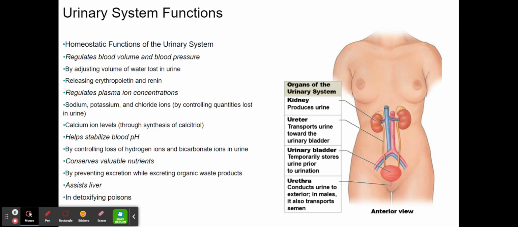The kidneys also control calcium ion levels through the synthesis of calcitriol, helping to stabilize blood pH by controlling the loss of hydrogen ions and bicarbonate ions in urine, conserving valuable nutrients by preventing their loss in urine, which removes organic waste, especially nitrogenous waste such as urea and uric acid, assisting the liver in detoxifying poisons and, during starvation, deaminating amino acids for their metabolic use by other tissues. And these activities are carefully regulated to keep the composition of blood within acceptable limits. A disruption of any one of them has immediate consequences and can be fatal.